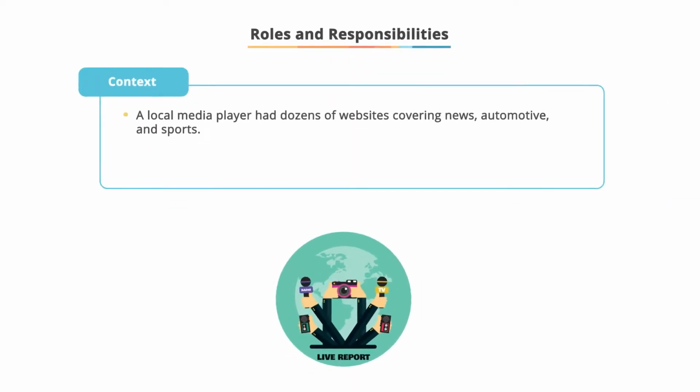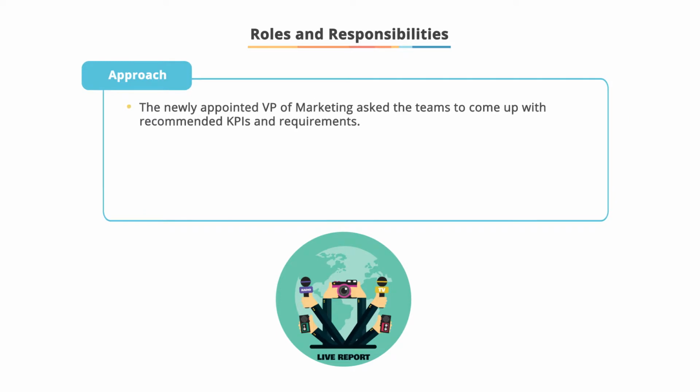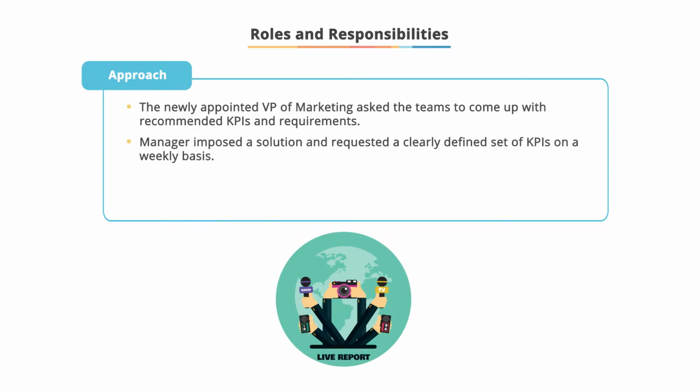In the case of a local media player, they had a dozen websites covering news, automotive, sports, and so on. Each product owner was left to define their marketing strategies, use whichever KPIs and analytics they pleased, leading to a mixed level of interest and maturity toward digital marketing and analytics. So in this case, the approach was that a newly appointed VP of marketing gave them some time to come up with their recommended KPIs and requirements. But seeing that it wasn't really going anywhere, the manager eventually imposed a solution and requested a clearly defined set of KPIs be delivered on a weekly basis.